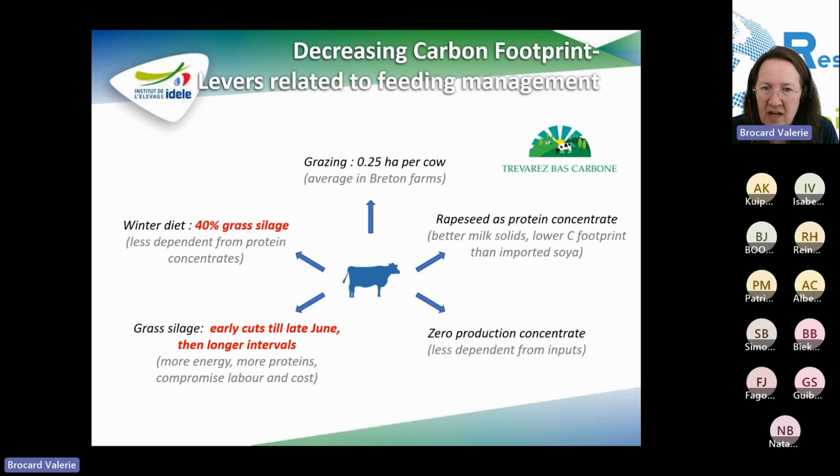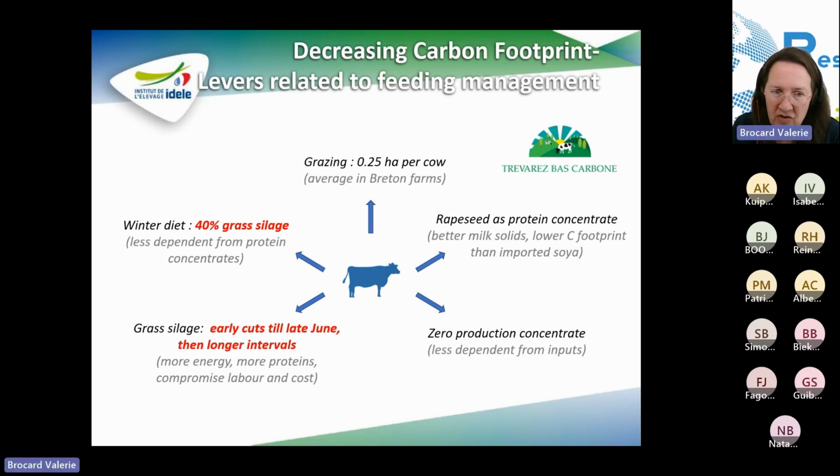About feeding management, as I said, we have set a basis of 0.25 hectare of grazed grass per cow, which allows us to stop maize silage during 2 to 3 months per year. The main factor is to replace the soya by French rapeseed. The rapeseed compared to soya is increasing the milk solids. It has a lower carbon footprint than imported soya, and of course it increases the national self-sufficiency for nitrogen. We are not using any production concentrates, which means that we are less dependent on inputs, and if the cost of concentrate is increasing, we are not affected by it.